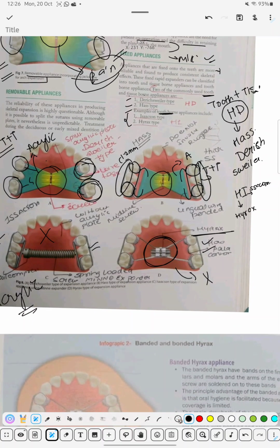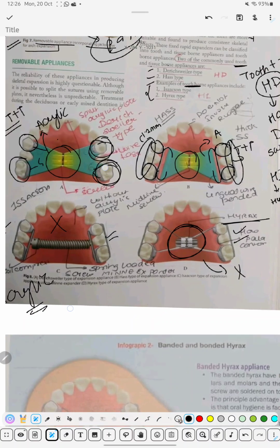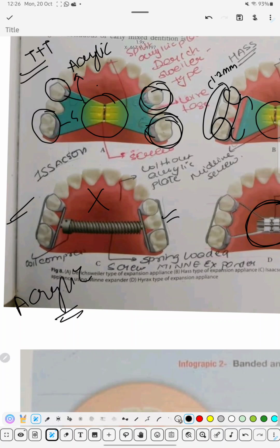So here you can see the difference between the two appliances. In the Derrida-Swiller appliance, only the band was applied to the four teeth. Here along with the band you can see a stainless steel wire is incorporated in the buccal and lingual aspect. Next you will check the Isaacson appliance.